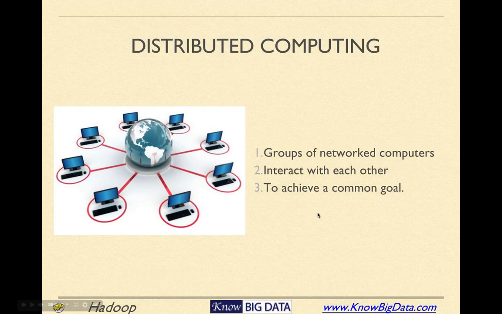So in distributed computing, a group of networked computers interact with each other to achieve a common goal. Okay. So when we connect computers together to achieve a single goal, then we call it distributed computing. All right.